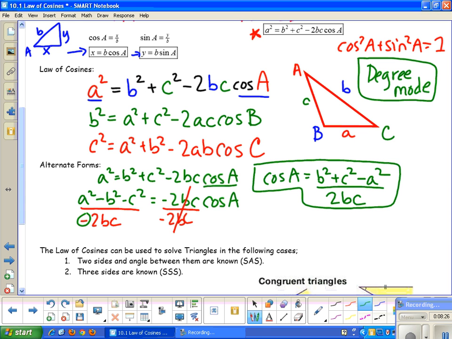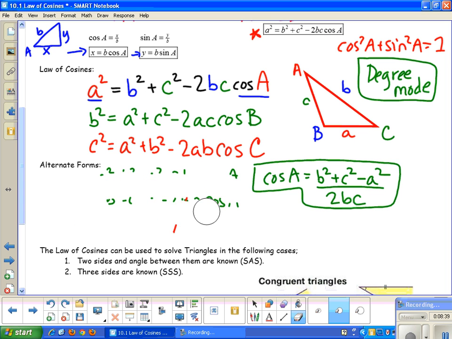Now notice when you're solving this one, if you're trying to find the angle A, you take the two lengths that you're given, add them together, subtract the side of the angle that you're trying to find, over 2 times BC. So let's do the other two.